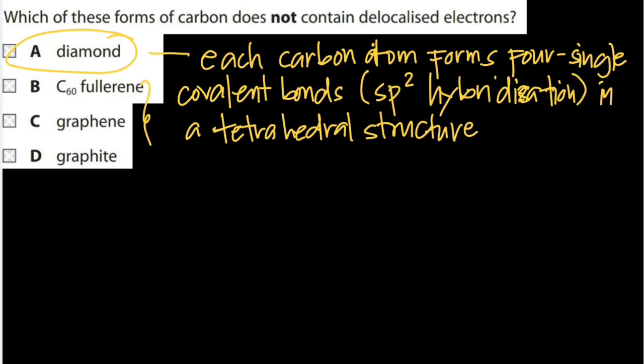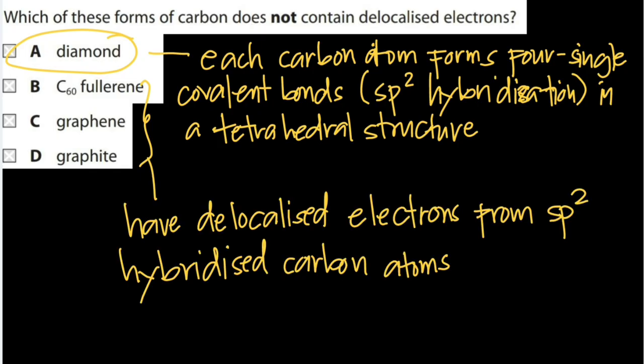While these three here, C60 fullerene, graphene, and graphite, they have delocalized electrons from sp2 hybridized carbon atoms, thus allowing some electrical conductivity. So the answer here should be letter A, diamond.